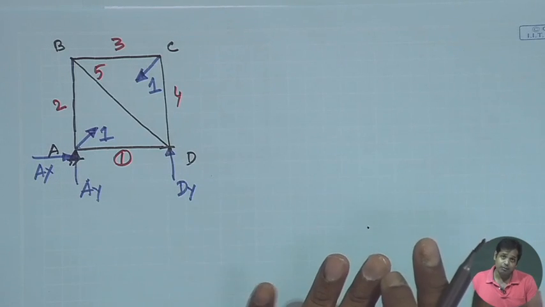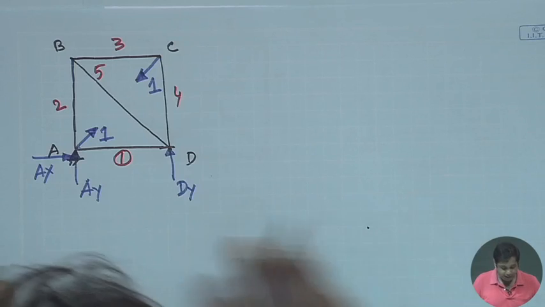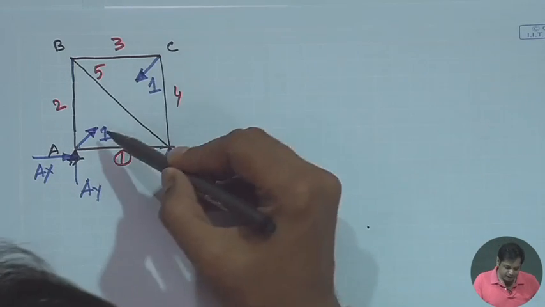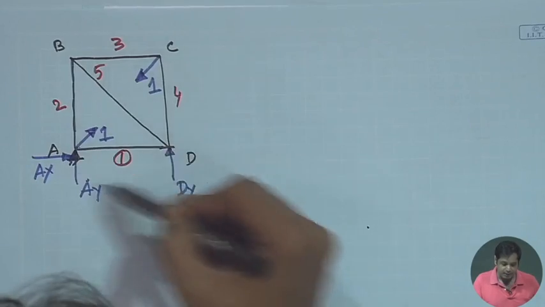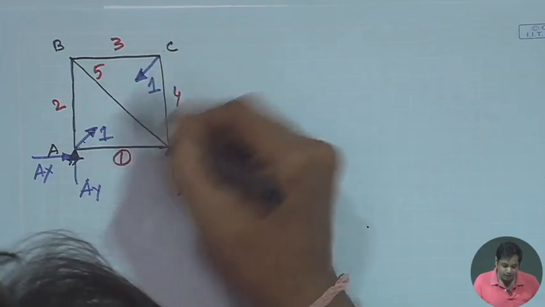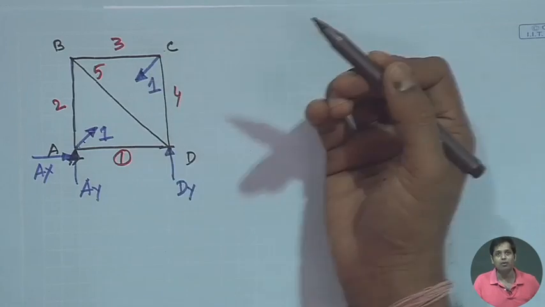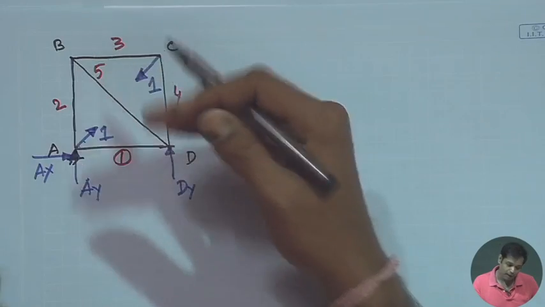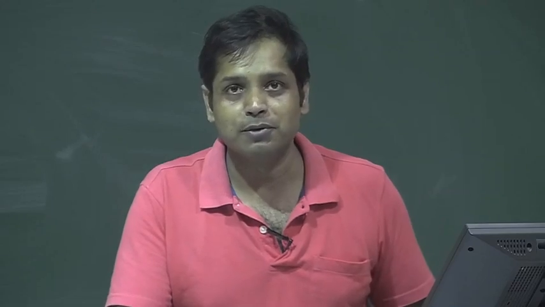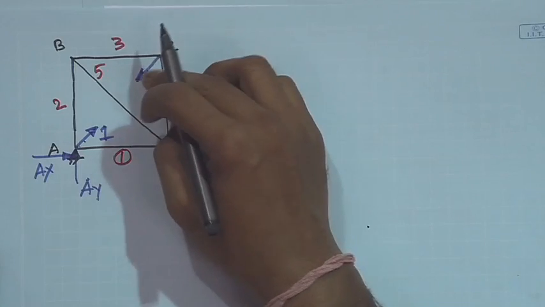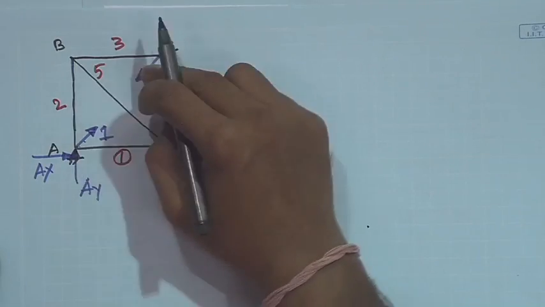Without doing any calculation, we can say in this case all support reactions are 0. Why can we say that? This structure is subjected to only these two loads, 1 and 1, and these two are collinear. So at any point where we take moment or summation of forces, these two forces will cancel each other. Whatever the moment or the component, they will always cancel each other.